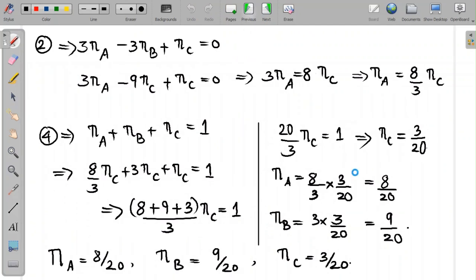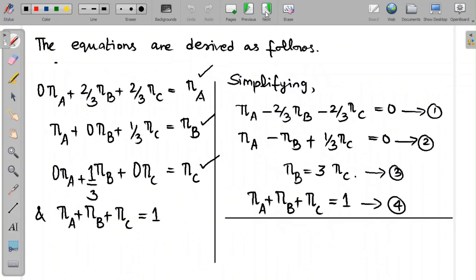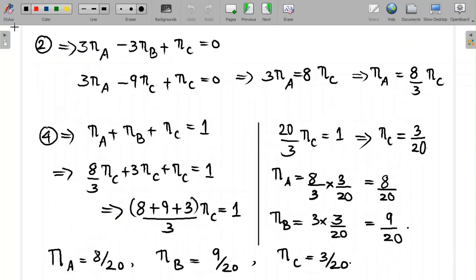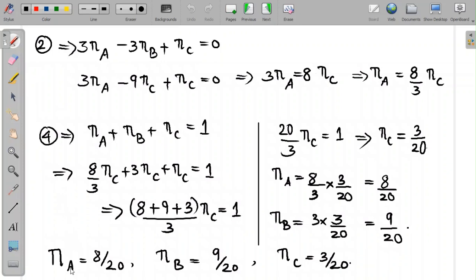The third equation is pretty helpful here. Phi B is 3 times phi C. We can apply that to show that phi A is 8 by 3 times phi C. Substituting them in equation number 4, we get phi C as 3 by 20, which will help us find phi A as 8 by 20 and phi B as 9 by 20. So in the long run, the tourist will visit city A with a chance of 8 by 20, city B with a chance of 9 by 20, and city C with a chance of 3 by 20.